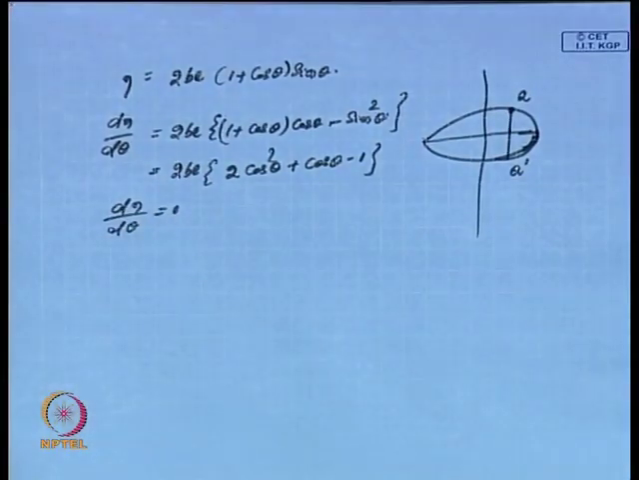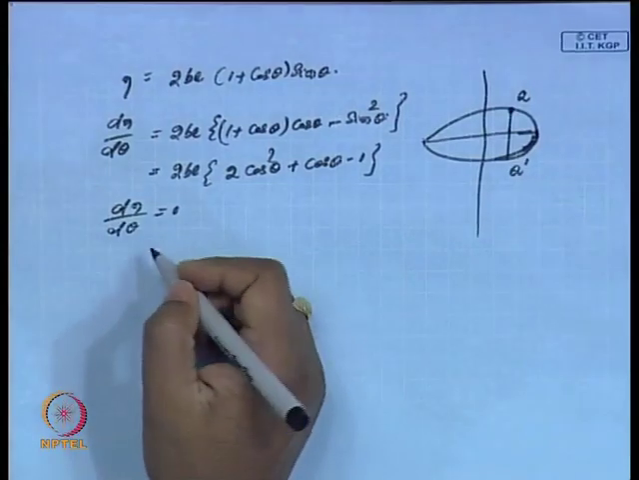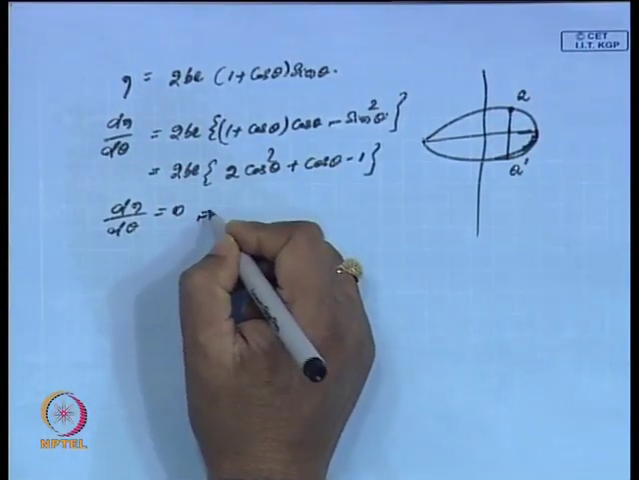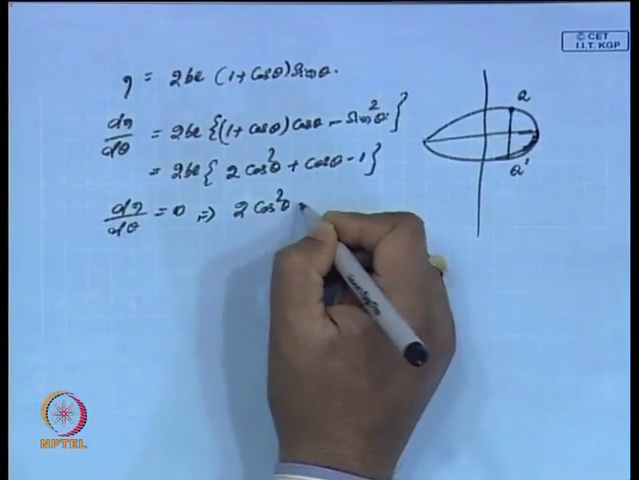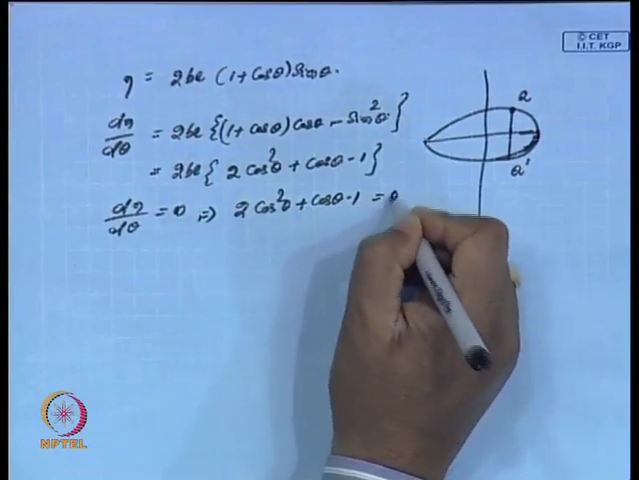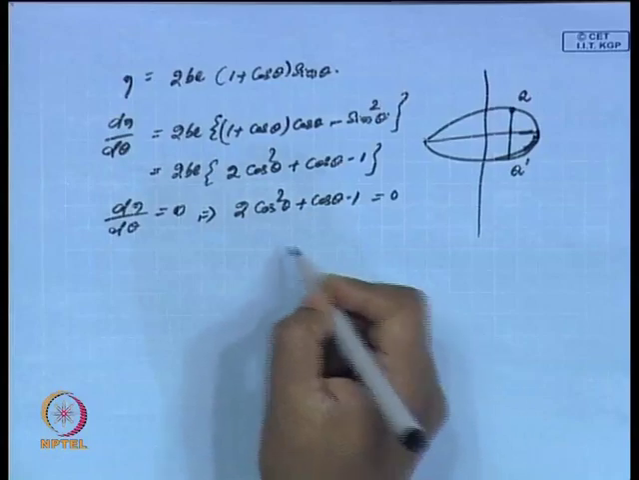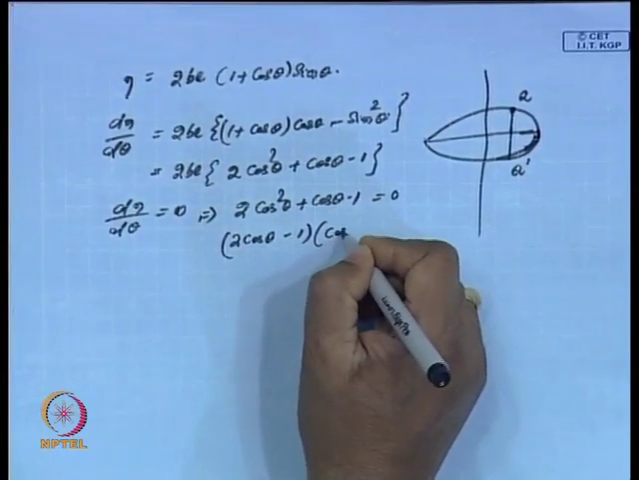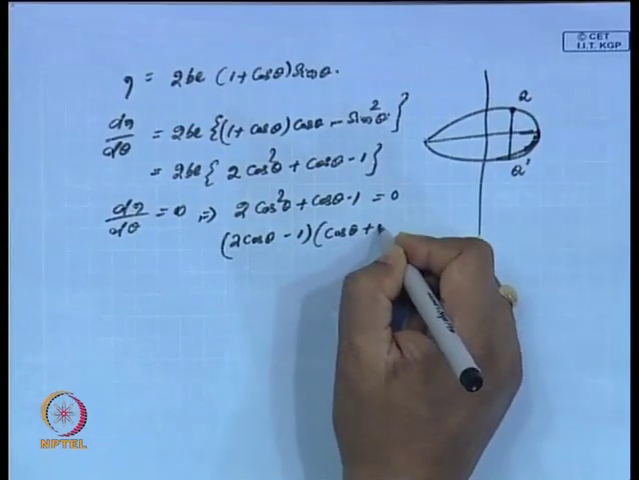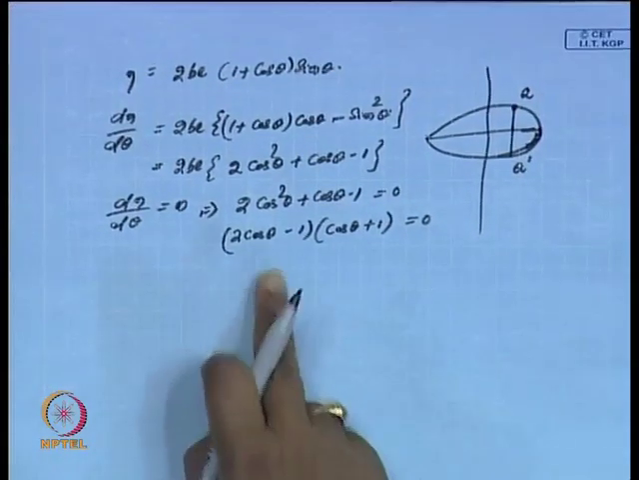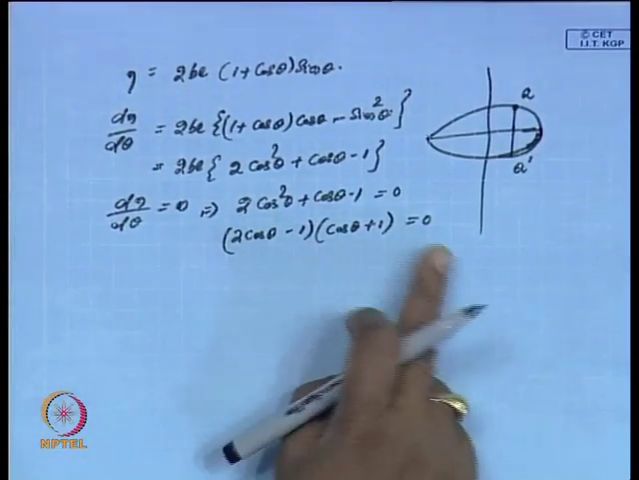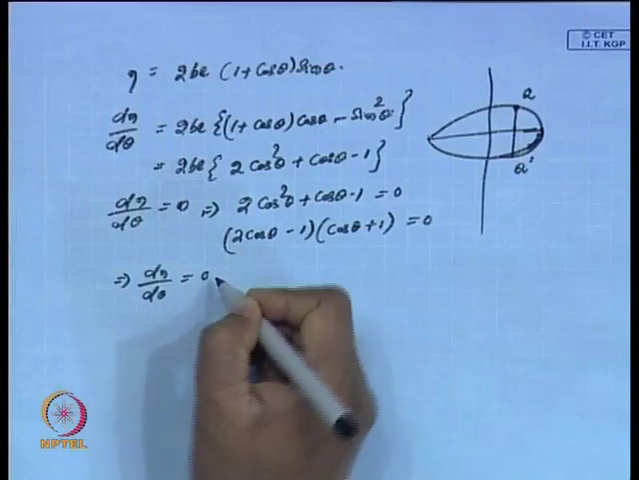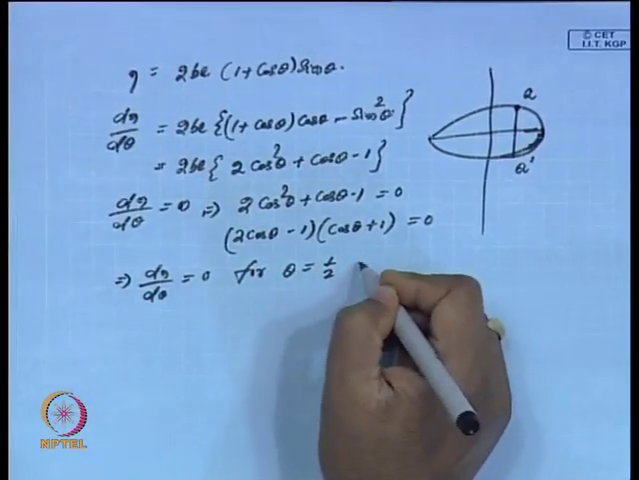is 0, that will give you the point at which eta will attain the maximum value, the theta for which eta will be maximum. So, d eta by d theta is 0 implies 2 cos square theta plus cos theta minus 1 equal to 0, and if I make it a product of two terms, I can write this as (2 cos theta minus 1) into (cos theta plus 1), that will give you 2 cos square theta plus 2 cos theta minus cos theta minus 1, so this is 0. Which implies d eta by d theta is 0 for cos theta equal to half or minus 1.